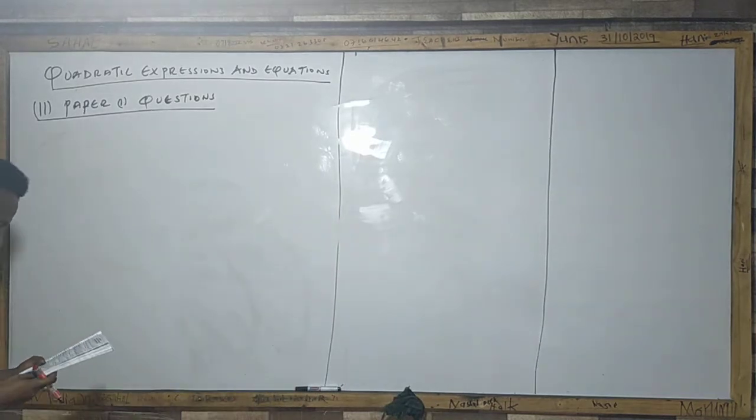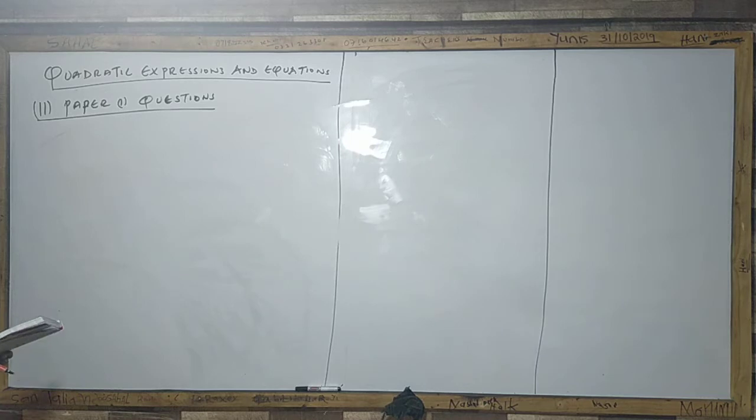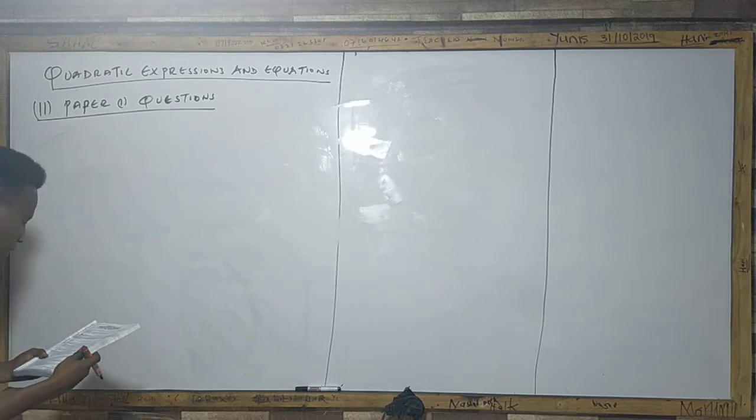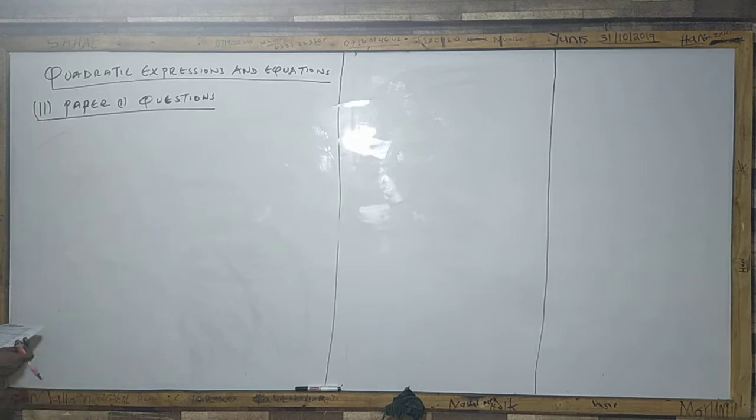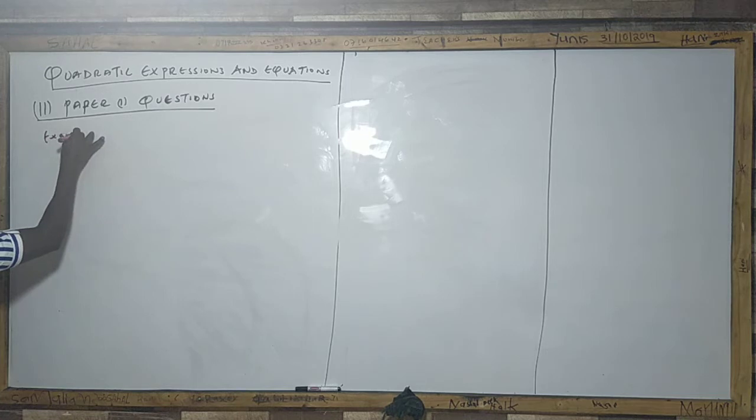Okay, now let's see another one. We have this one. Look at this question. This kind of question. Now let's see this one. You're told the length of a room is 4 meters. A statement question.